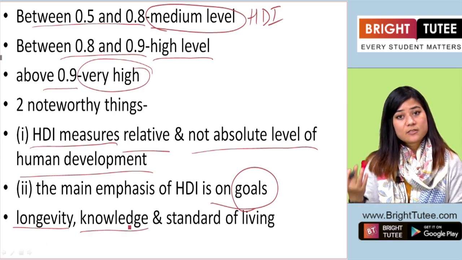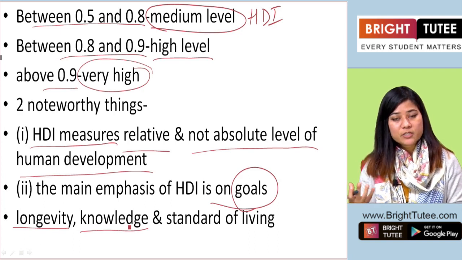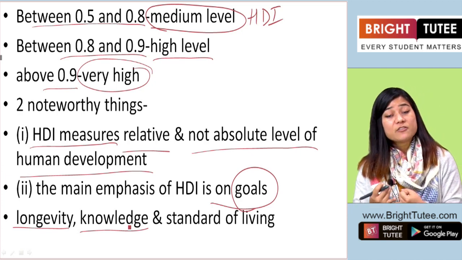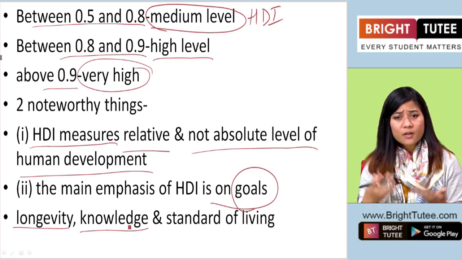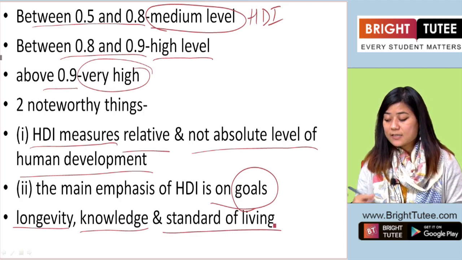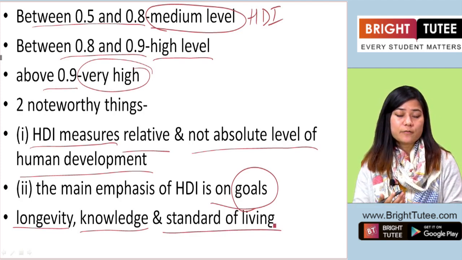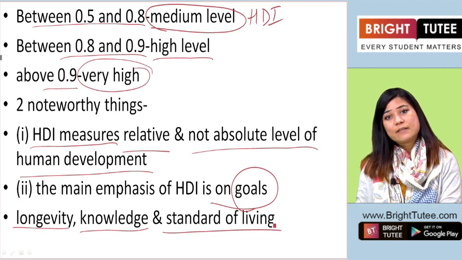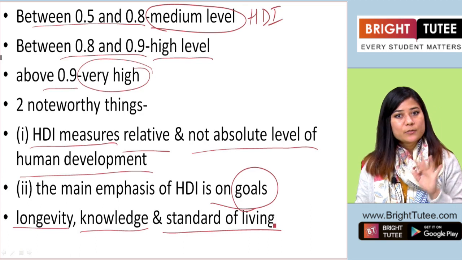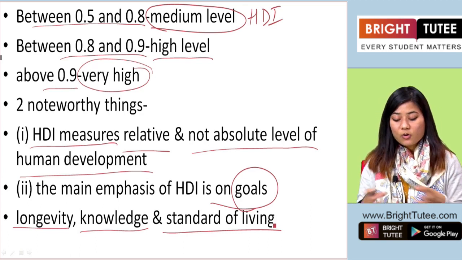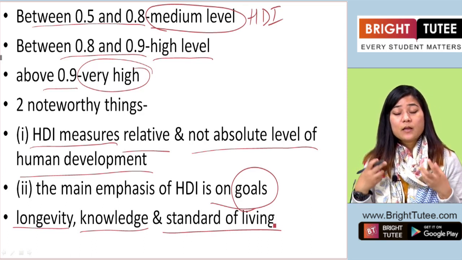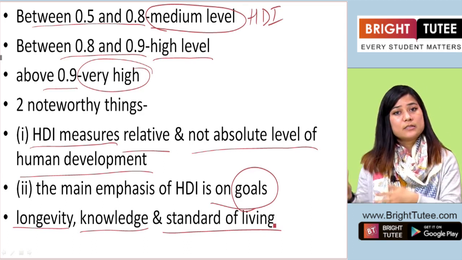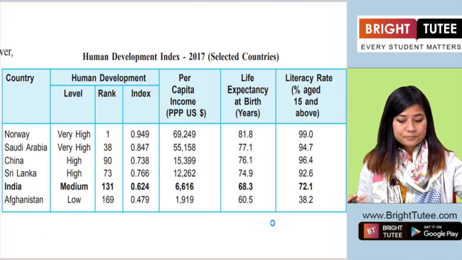And the other thing is knowledge. For them, knowledge is very important, which is education, right? Whether people are literate, whether people can read or write, whether they can speak, all these things. And the third is the condition of living or the standard of living. How do the people live? What is the condition of people's livelihood? Whether it's good, whether it's bad, whether it's fair, whether it's better. So all these help in measuring how the countries achieve their goal in terms of development.